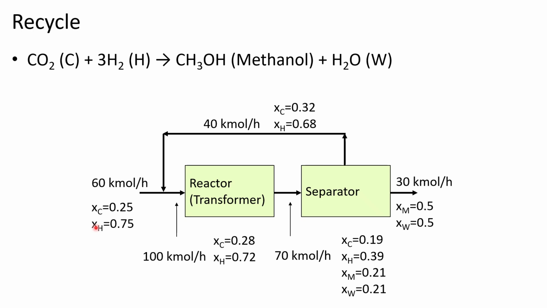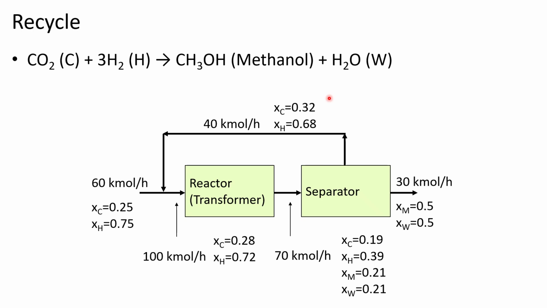And if you look at this process, the streams are all labeled with a flow rate and composition. The feed to the far left flows in at 60 kmol per hour and has a composition of CO2 of 25%. It's 75% hydrogen, and this excess hydrogen helps drive the reaction to methanol. The feed stream is mixed with a recycle stream from the separator, which flows from the separator back to the feed to the reactor at a flow rate of 40 kmol per hour. Note that the magnitude of that recycle stream is almost equal to the magnitude of the feed stream.